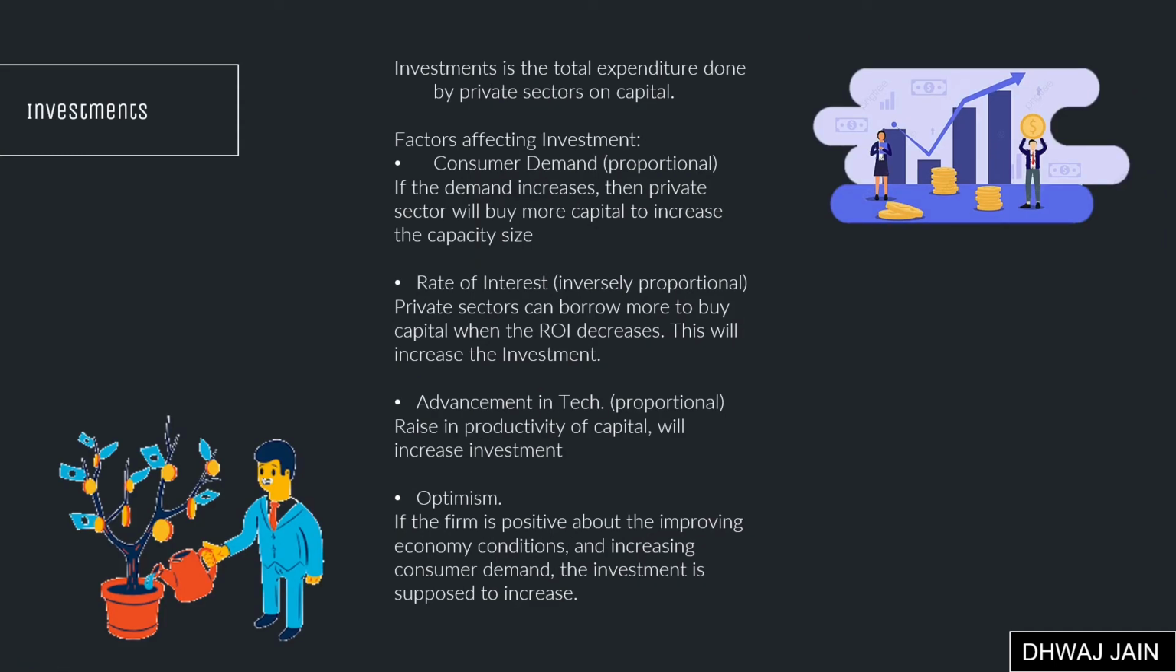Now the second component, which is investment, mostly done by private firms. Investment is the total expenditure done by the private sector on capital. Capital is basically all the machinery, all the things that the company has bought in order to produce a particular product. So that is investment.